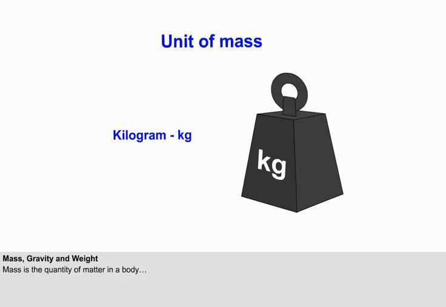Mass is the quantity of matter in a body. In aviation, the term body could mean a volume of liquid, such as fuel, or gas, such as air, or a solid object, such as an aeroplane. In standard international SI units, mass is measured in kilograms, designated by the letters kg.